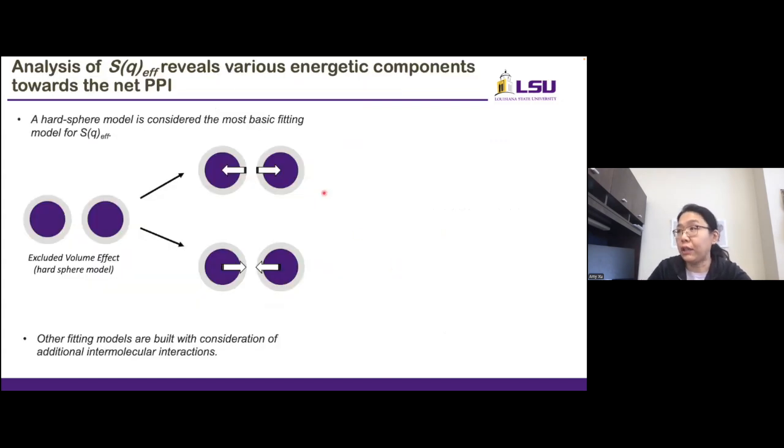Additionally, you can also fit the structure factor profile. The most basic model that we use to fit the structure factor profile is the hard sphere model that considers only the excluded volume effect. Any additional interactions beyond the excluded volume effect will lead to a different fitting model.